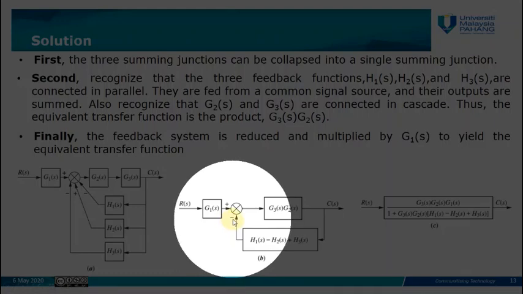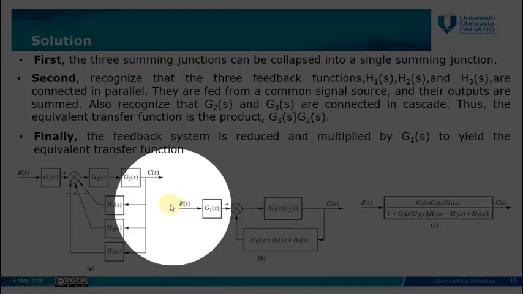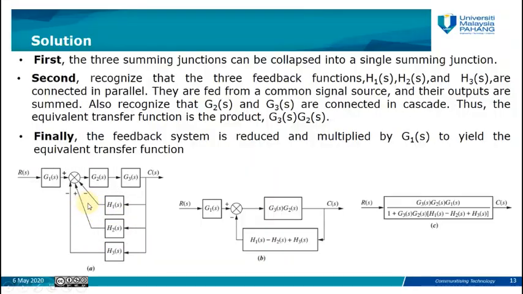So here the sign, you can see negative for H1 stays the same, negative for H1, and negative times negative becomes positive for H2, and negative times positive is still negative for H3. So we can see how we simplify these three feedbacks into a single feedback, because they are connected in parallel.